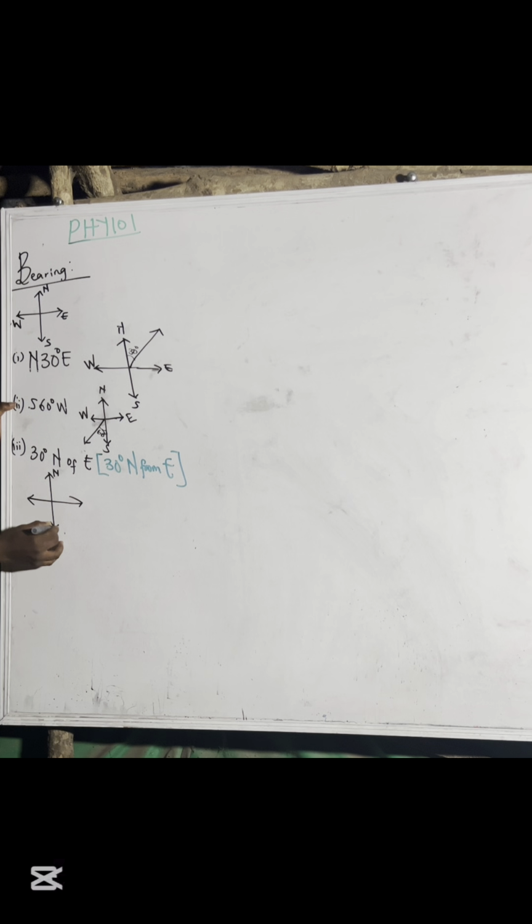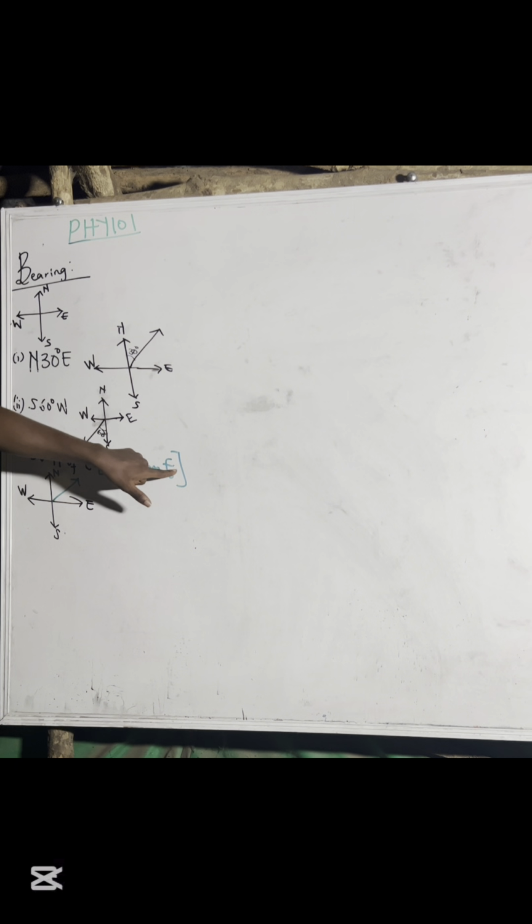Indicate the north, south, east, west. Firstly, guys, this 30-degree is also between north and what? East. So this simply means the angle is going to be between here. But now, this expression here is different from the 2 examples we've done here. This 30-degree north of east simply means 30-degree north from east.